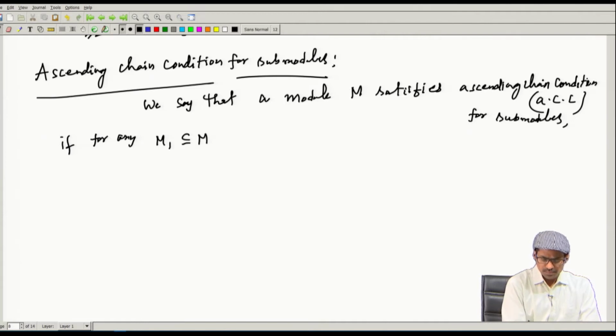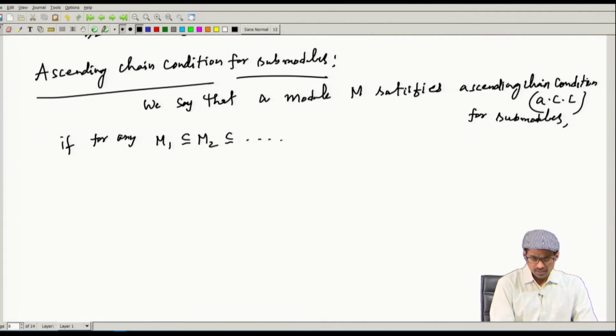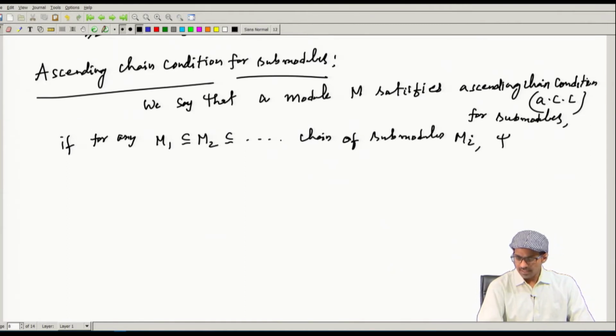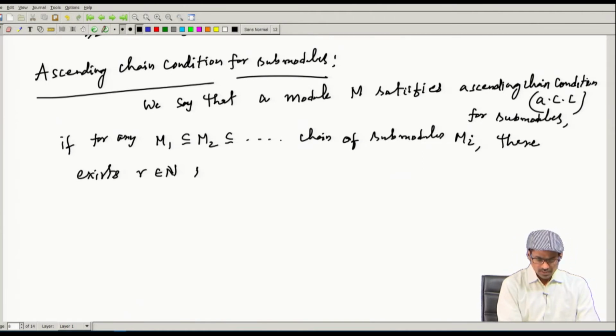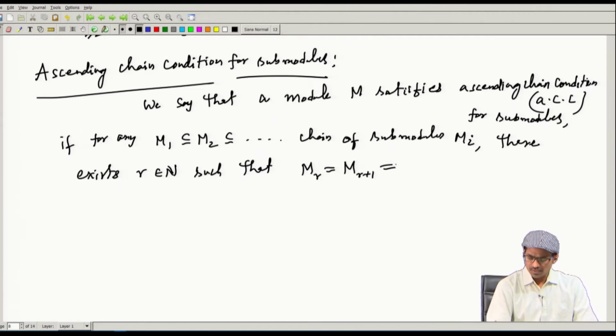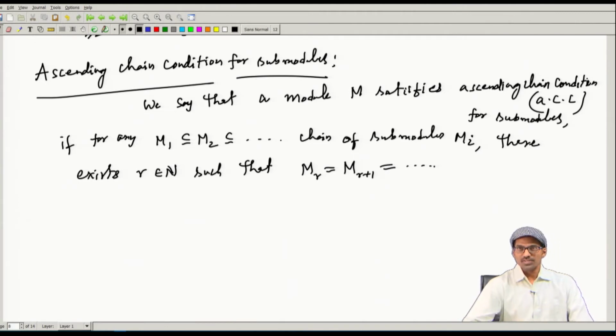M1 contained in M2 and so on, this ascending chain of submodules Mi, there exists r belonging to the natural numbers such that Mr is equal to Mr plus 1 is equal to, and so on. From a certain stage onwards all are equal. Then we say that M satisfies the ascending chain condition for its submodules.